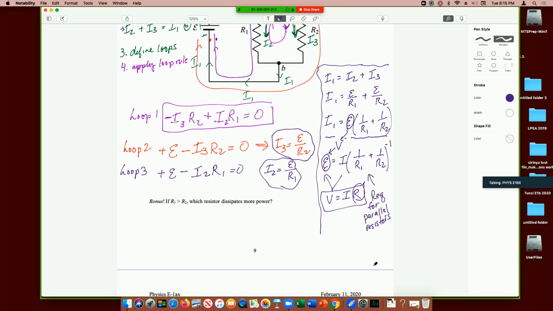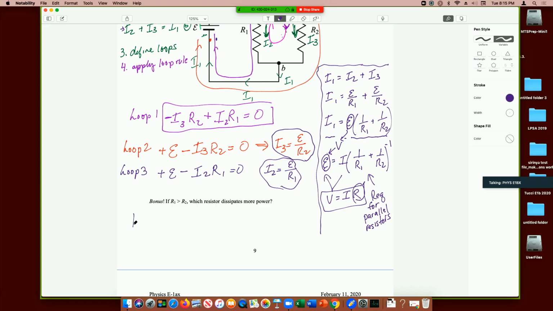So if R1 is bigger than R2, which resistor dissipates more power? Did any of you do that over the break? R1 or R2? Which one dissipates more power? How many people think R1? How many people think R2? Okay, yeah, so it's R2.